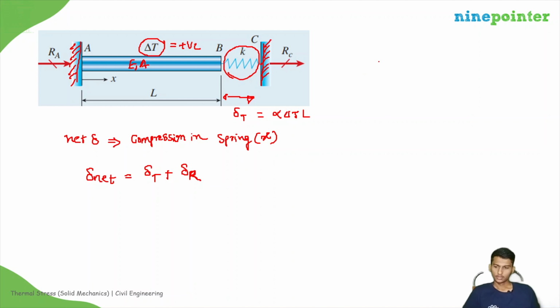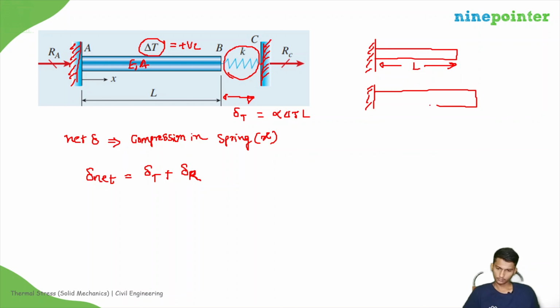So see, suppose the rod is here initially, right? Net elongation is this. This is L plus x. Then the spring will apply the compressive force RC, that will be equal to Kx, right? Kx is equal to RC. Then by equilibrium here also RA is equal to Kx, right? This is final. This is initial.